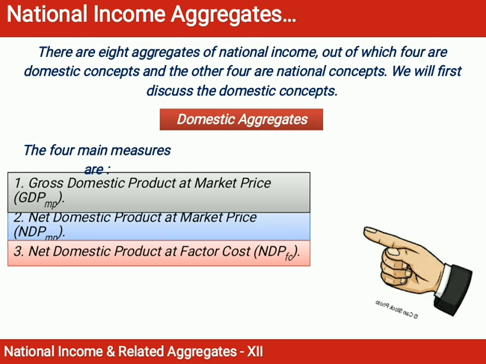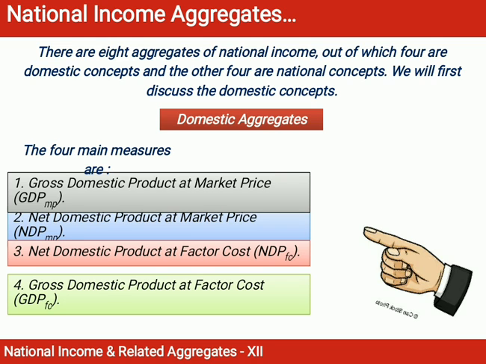The third domestic aggregate is NDP FC, net domestic product at factor cost. It refers to the net money value of all the final goods and services produced within the domestic territory of a country during a period of 1 year. And the fourth aggregate is GDP FC, gross domestic product at factor cost. It refers to the gross money value of all final goods and services produced within the domestic territory of a country during an accounting year.